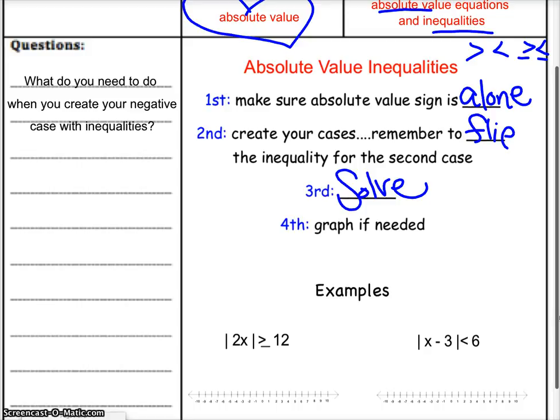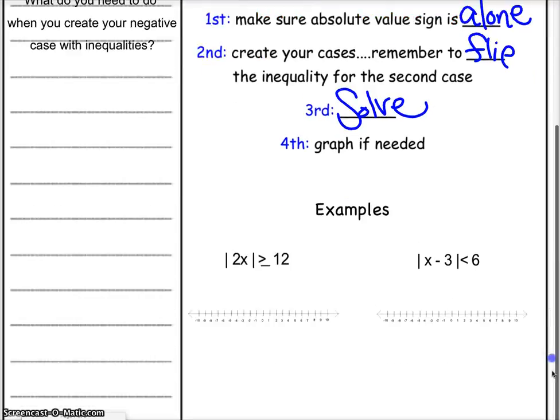Okay? So we make sure that it's alone. Create our cases. Then what do we do? Flip the second case and graph. Solve and graph. So make sure it's by itself. Create our cases. Flip the second case. Graph. Okay, got it. I can do it now.